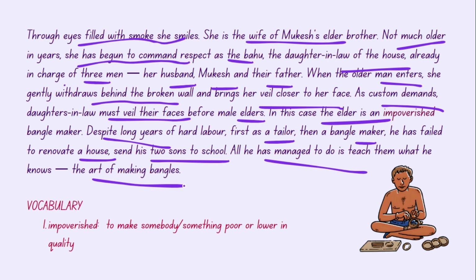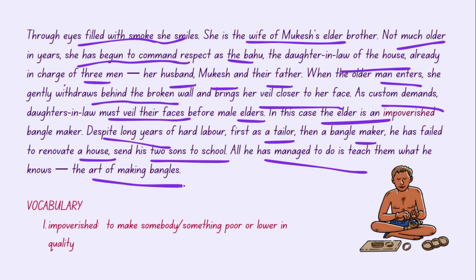Now, when her father-in-law enters, she gently, very quietly goes behind the broken wall, because she's not supposed to be seen, and covers her face with her dupatta, with her veil, because that is their custom. They have to veil their faces, they have to hide their faces in front of male elders. Now, in this case, this elder is someone who is very poor, a very thin and poor bangle maker.